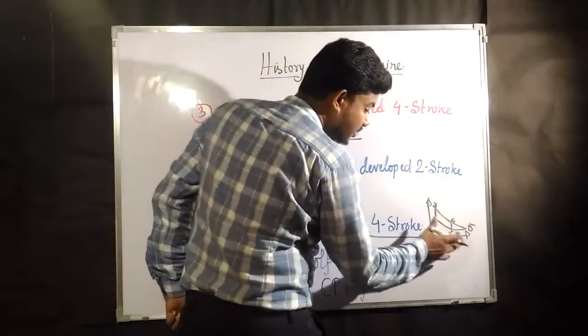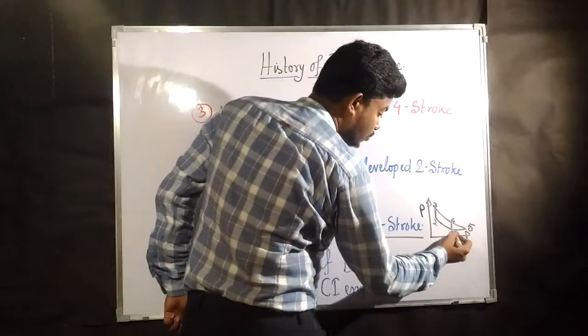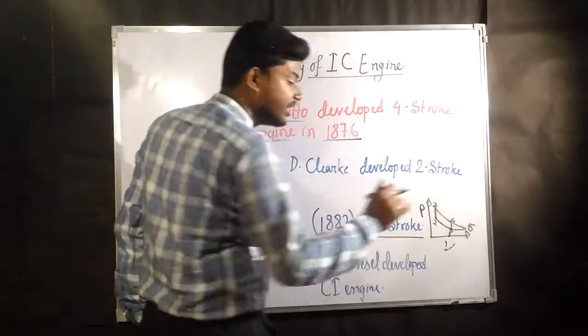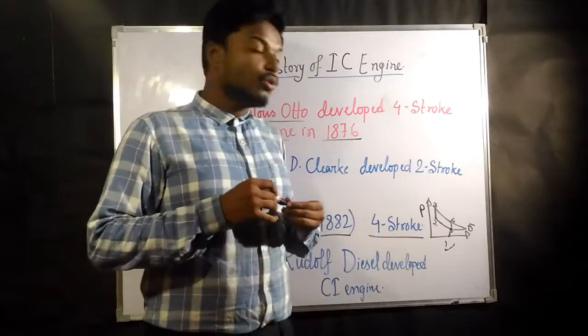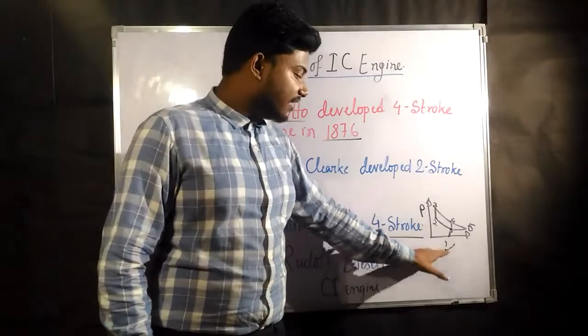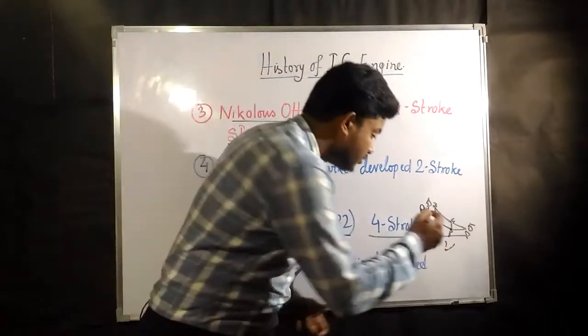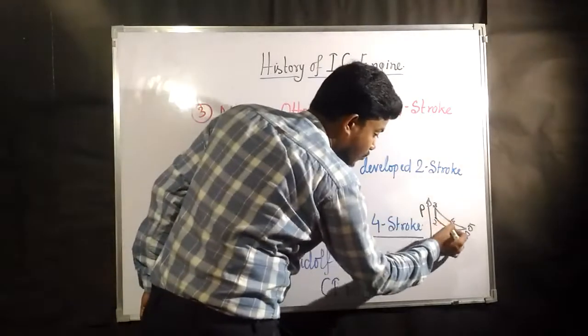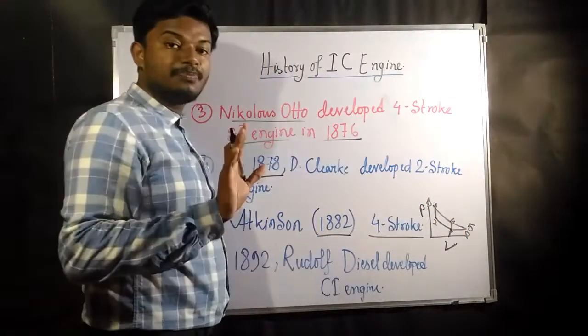Now this is a PV diagram. Points 1, 2, 3 and 4 represent an Otto cycle. We'll see this in detail, but for now you are going to learn this. We are going to say briefly what the Otto cycle is. So 1, 2, 3, 4 makes up an Otto cycle.